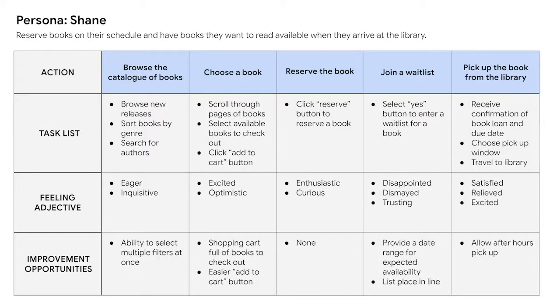For the library website, I'll recall the user journey map that I built for Shane. I want to apply their journey to the sitemap I'm going to create. My focus will be on the actions that Shane takes as they browse the library website. As a reminder, Shane needs to browse the catalogue of books, choose the book they're interested in reading, try to reserve the book, join a waitlist if the book is not immediately available, and then pick up the book from the library.